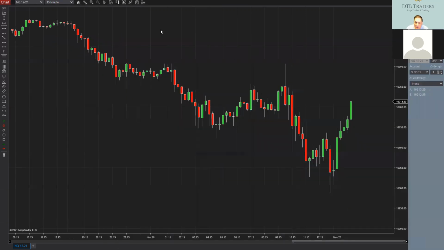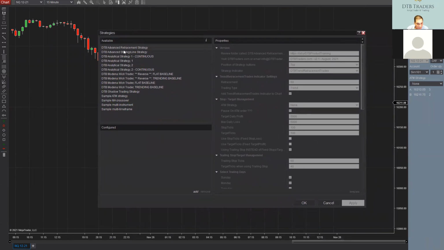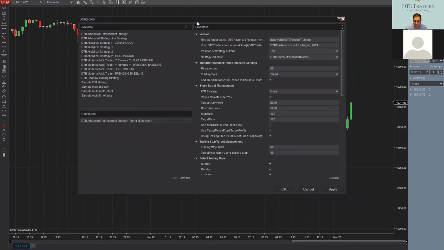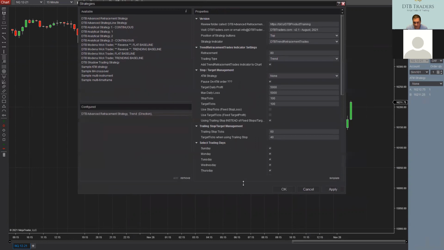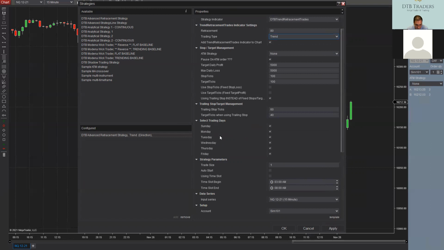Okay, so let's have a look at the first one. Advanced retracement strategy. I've updated most of the strategies in the list, and what I've done is included specific trading days of the week that you can choose. So you'll notice it's got the retracement value, you can still trade trend or reverse, but now you're able to choose a specific day of the week.